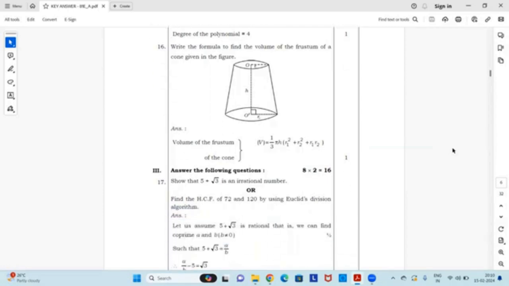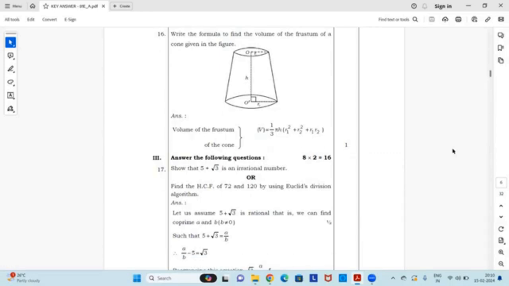Okay. Next question 16. Again, write the formula to find the volume of the frustum of the cone given in the figure. Okay, so look at the answer. There's a formula given over there. Look at the figure, look at the formula given over there, and that is how you solve it. Okay, with this, we finish our second main.